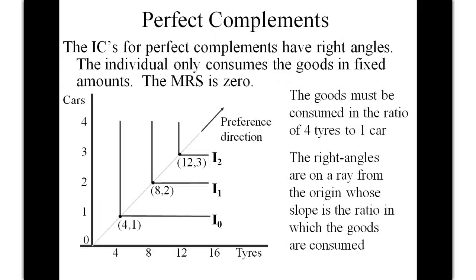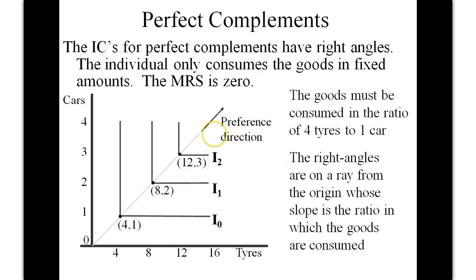A second type of good are perfect complements, where actually you need both goods in order to get satisfaction or utility from them. So again, there's fixed numbers. And in fact, if you have more of one good, there's nothing really you can do with it. A simple example would be cars and tyres. So for every one car you have, you need 4 tyres. If you have 2 cars, you need 8 tyres. If you have 3 cars, you need 12. There are fixed ratios in which the goods must be consumed.